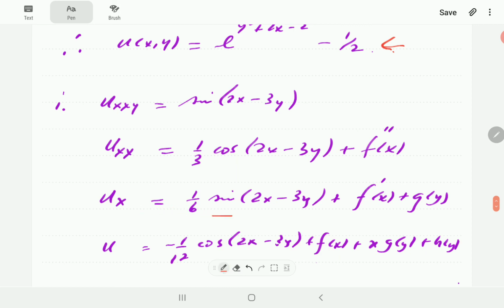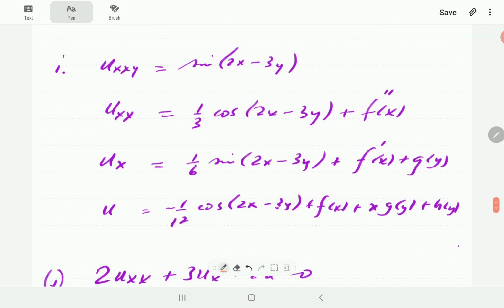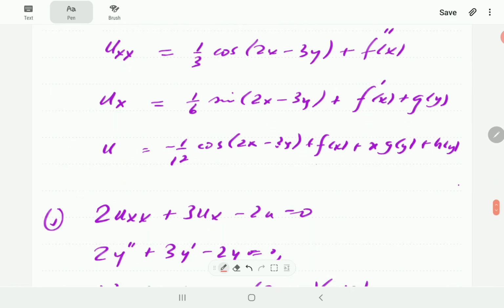So integrate again. I made this f double prime because I can see here that it is going to integrate twice with respect to x. So integrate this, it becomes f prime, but there's going to be a function of y. Integrating this gives that, and then integrate again, and that's our final solution.